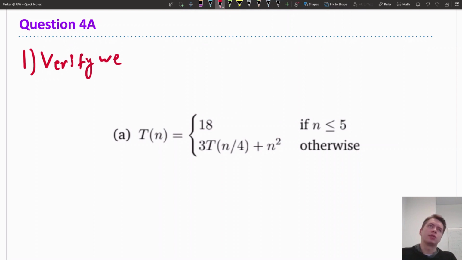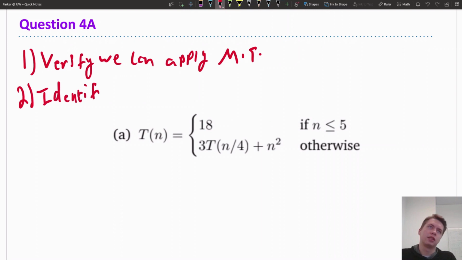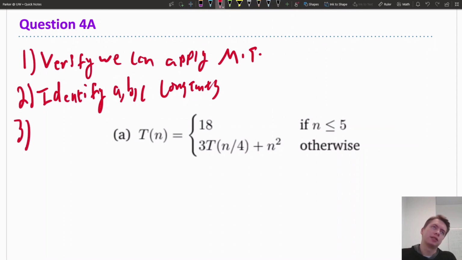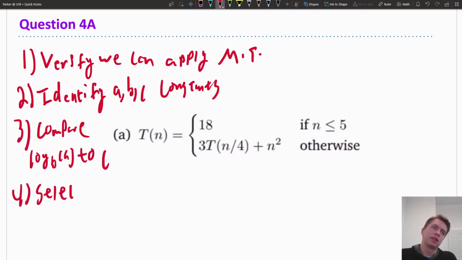We can apply the master theorem, or the recurrence is in the right form to be able to use the master theorem. The next step is to identify your A, B, C constants. The third step is to compare our log base B of A to C. And our fourth step is to select the big omega from this comparison. Cool. Let's go through these steps.